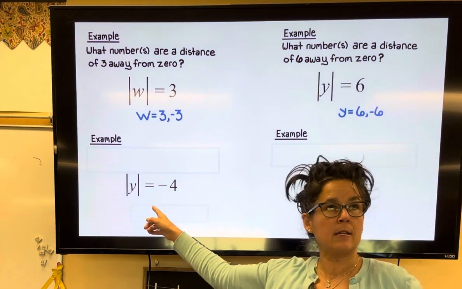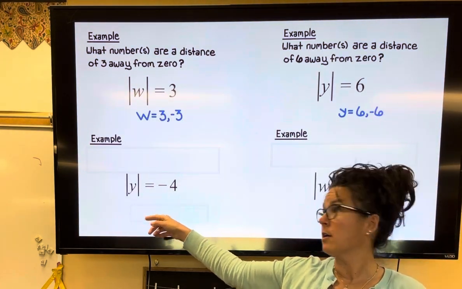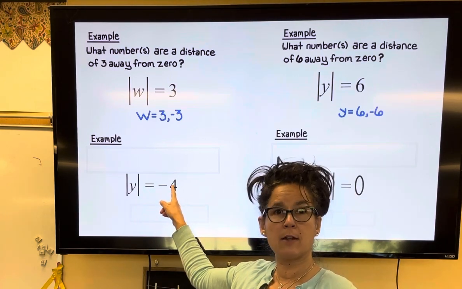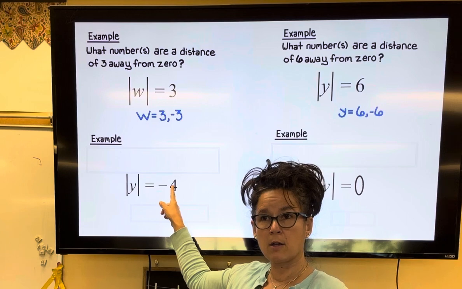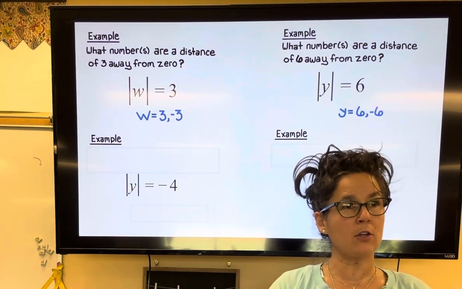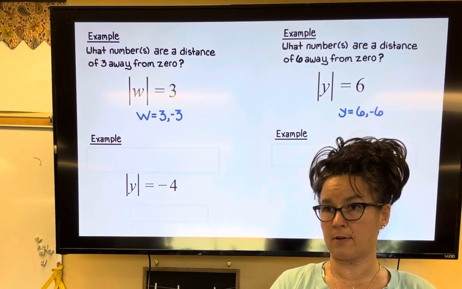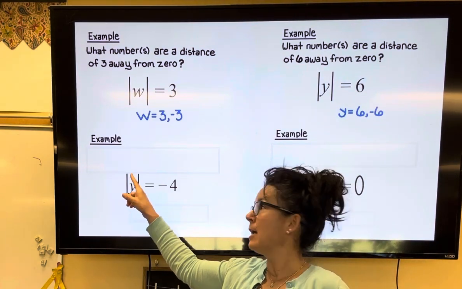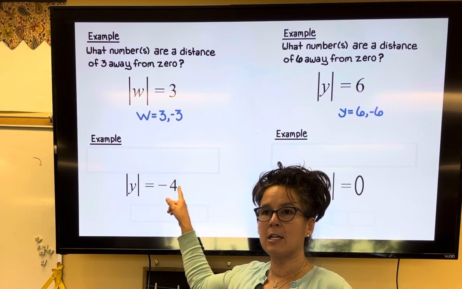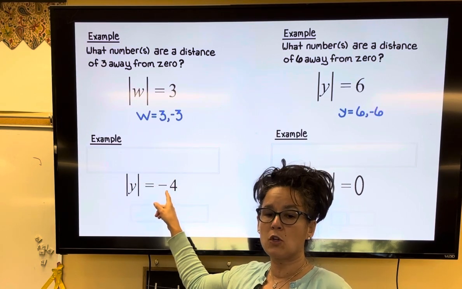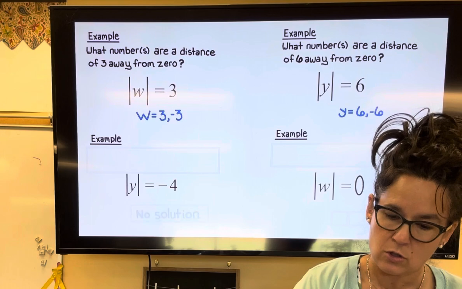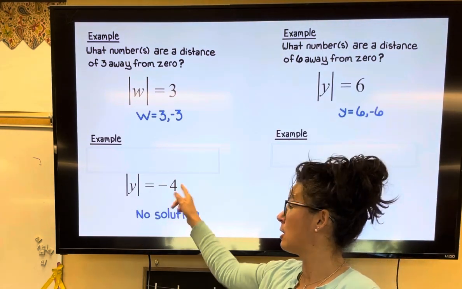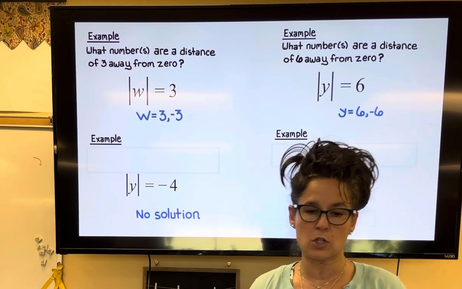Now this one is a little trickier. The absolute value of a number is equal to -4. When you take an absolute value, the answer is positive. There's not a single number I can put in there and take the absolute value and have it equal a negative. The absolute value makes it positive, so that one is no solution. So if you see an absolute value equals a negative, you know it's no solution.